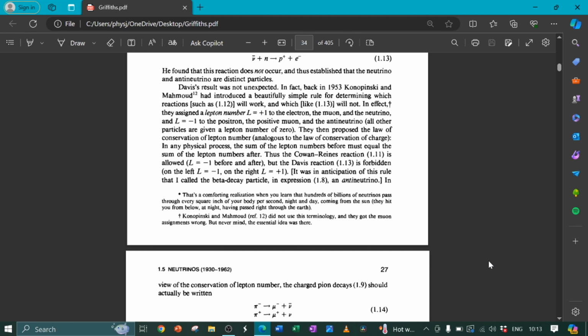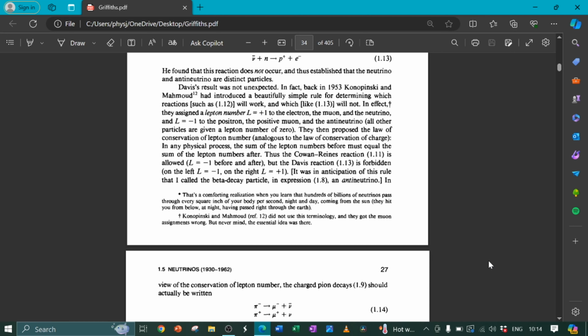Konopinski and Mahmoud, reference 12, did not use this terminology and they got the muon assignments wrong. But never mind, the essential idea was there. They then proposed the law of conservation of lepton number, analogous to the law of conservation of charge. In any physical process, the sum of the lepton numbers before must equal the sum of the lepton numbers after.